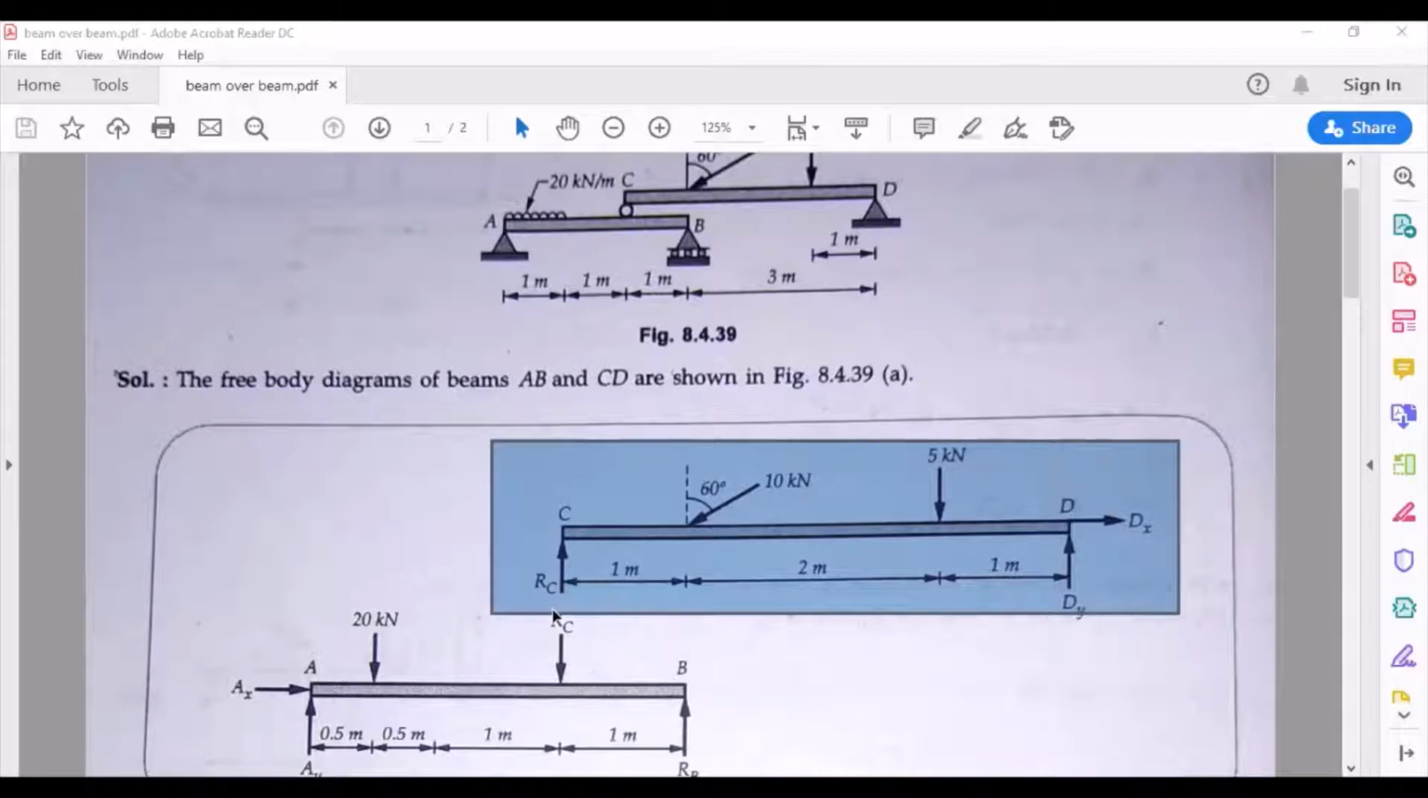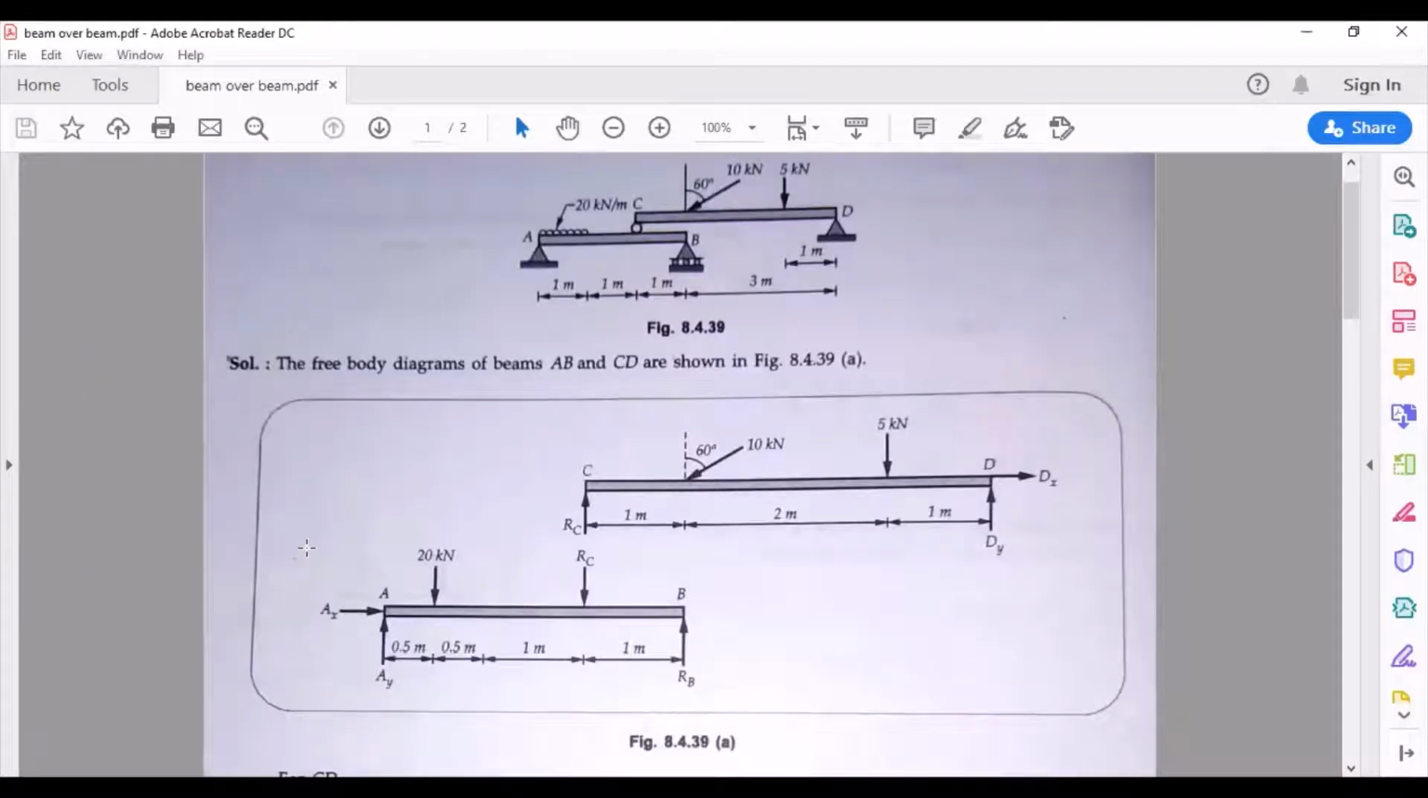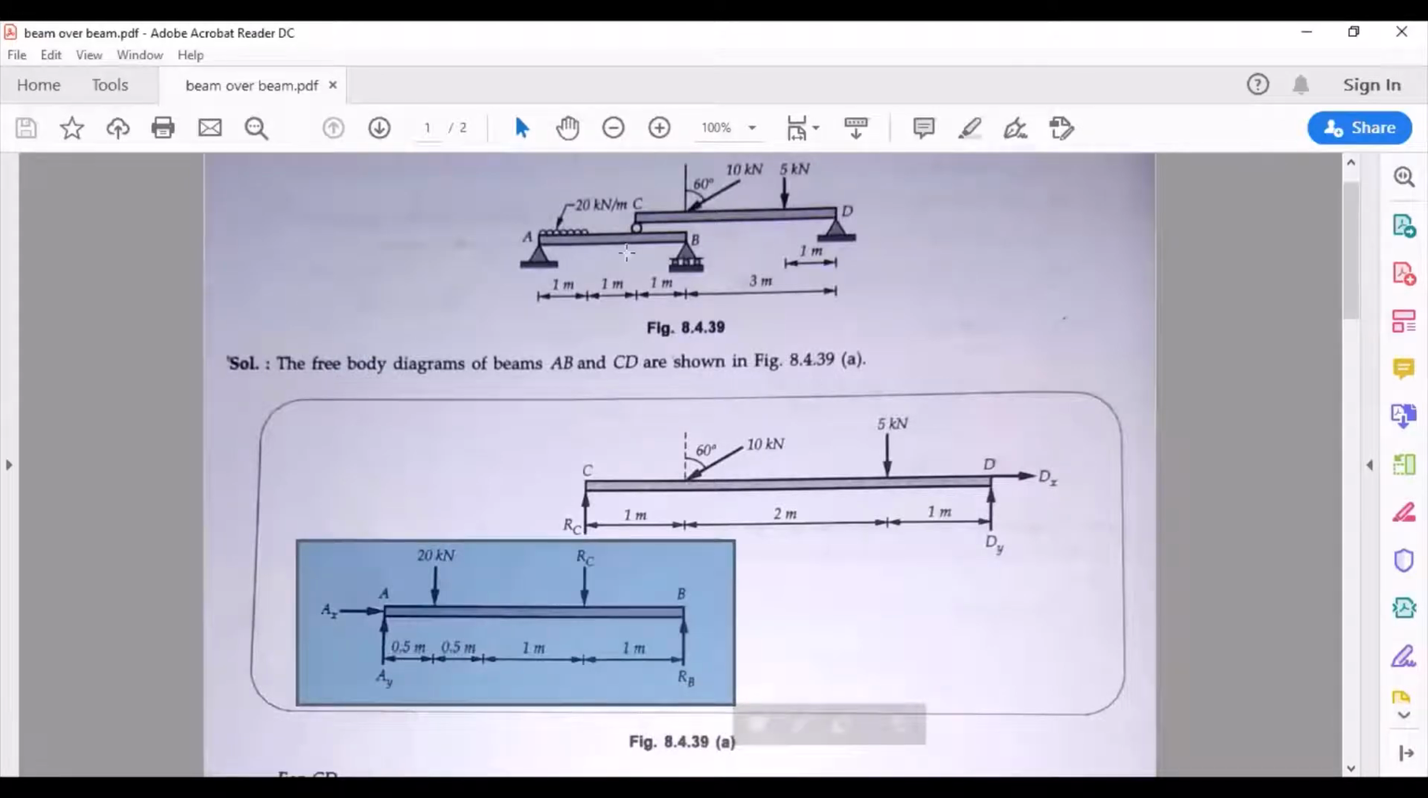So this RC, now concentrating on beam AB, will be acting downwards at the same point, that is the point of contact. You have 20 kilonewton per meter acting over a span of 1 meter. So it is a UDL, area of a rectangle. 20 into 1 is 20 kilonewton, which will act exactly at the center, that is half a meter on either side. So these are done with loadings.